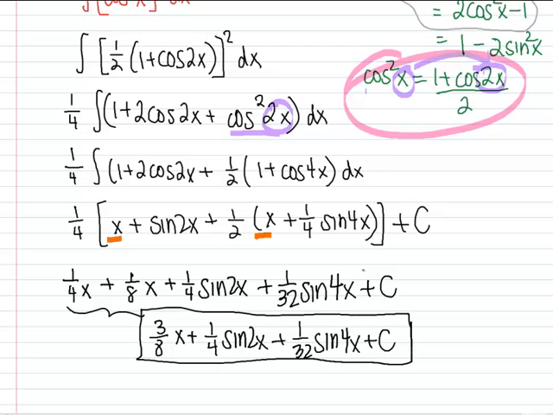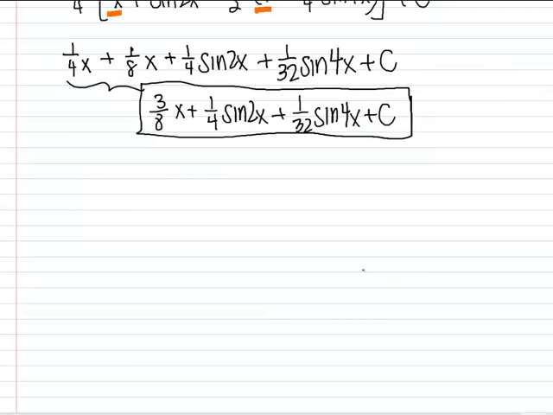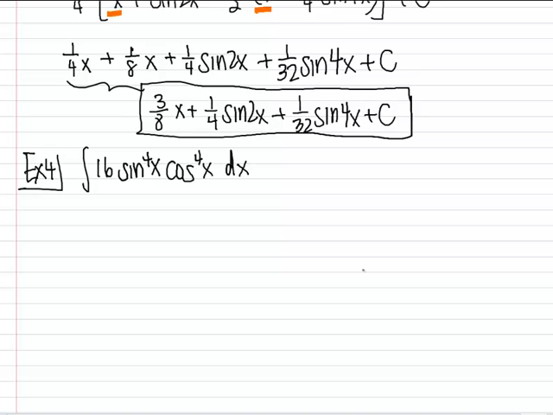So this can get a little bit tricky. Hopefully you write really neatly so that you keep everything straight. And then our last example: integral of 16 sine to the 4th x cosine to the 4th x dx. So this one's a little different now. In the first two examples that we did earlier, we had an odd number of sines or cosines, and that was easy to break off. But now we have even numbers of sines and cosines. I need you to think outside the box a little bit here. What can we do here? What do you guys see?